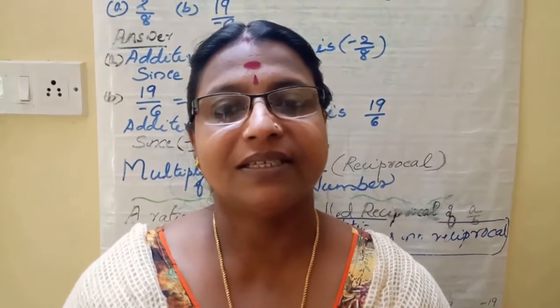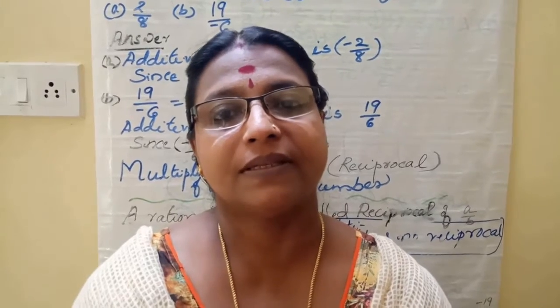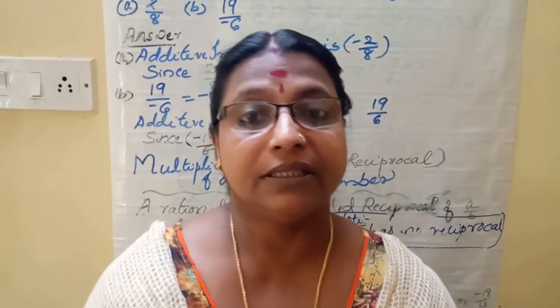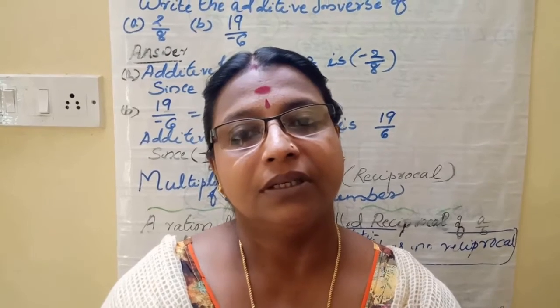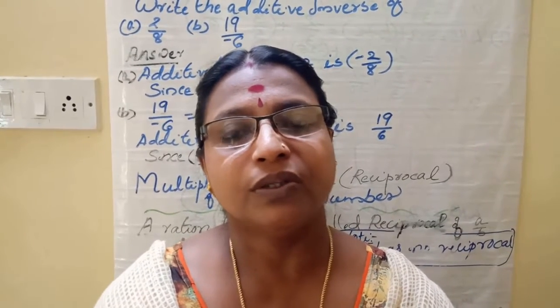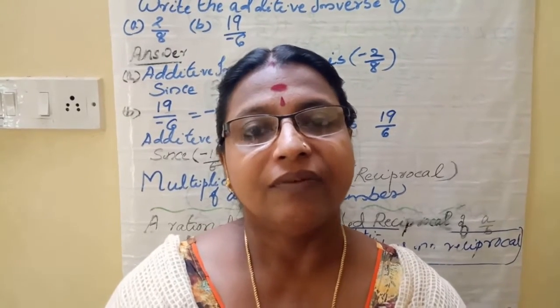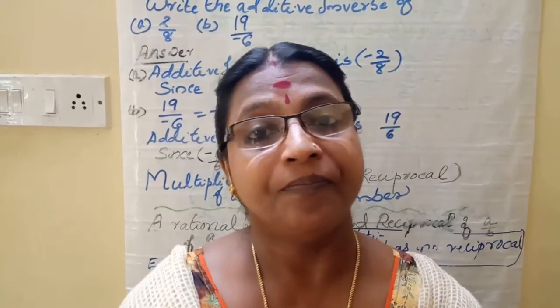Good evening, students. Today we will discuss some more properties of rational numbers. First one is additive identity. Additive identity of a rational number. That all of you know because already you learned in integers. Can you say what is the additive identity of an integer?